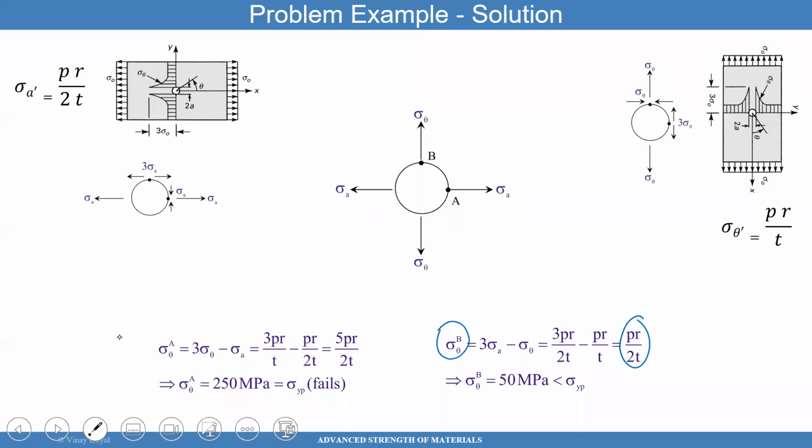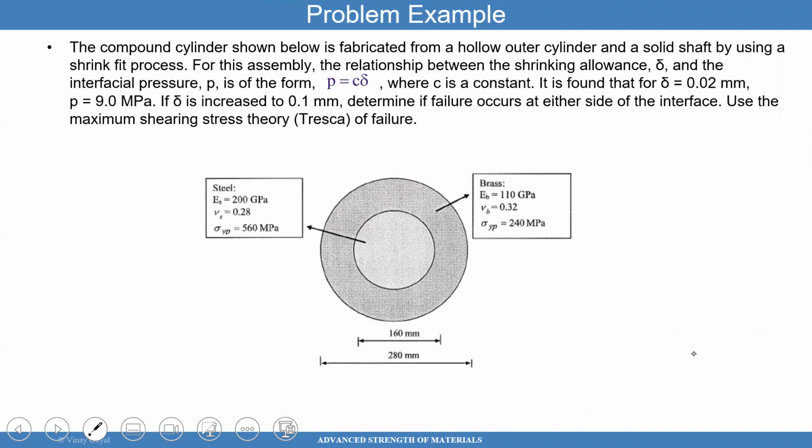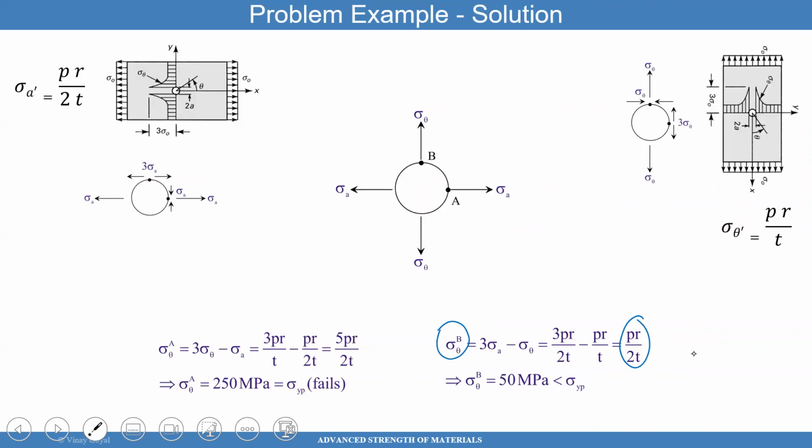So I was able to find the stress at point A, which is 5PR over 2T, and I found the stress at point B, which is PR over 2T. And then what you can do in this problem is, I know the pressure, I know the radius, I know the thickness for point A and point B, and I'll compare that to the sigma yield.